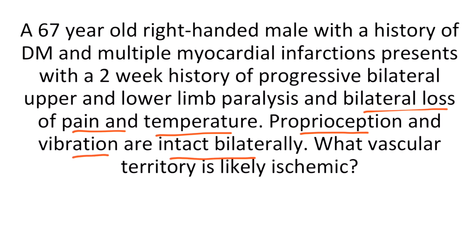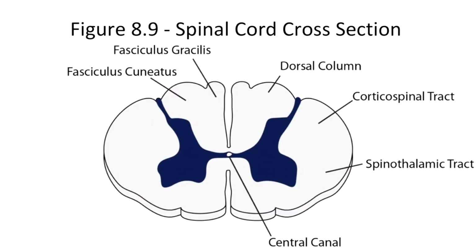Hopefully all of this information has made you think of ischemia to the vascular territory supplied by the anterior spinal artery, or ASA ischemia. Let's pull up an image so you can more clearly see what's going on here. This is figure 8.9, which shows a cross-section of the spinal cord.